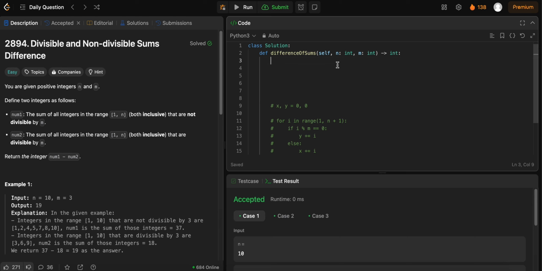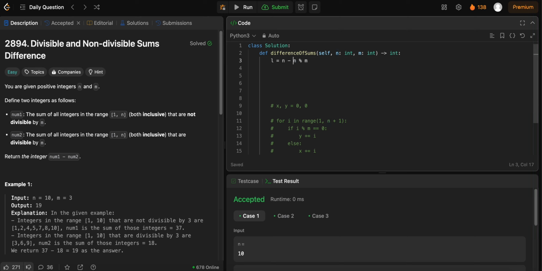So we need to find the largest number. Yeah, just call it L or something. So we need to find the largest number, and what we will do is get the largest number modulo m. So that's going to give us the remainder.